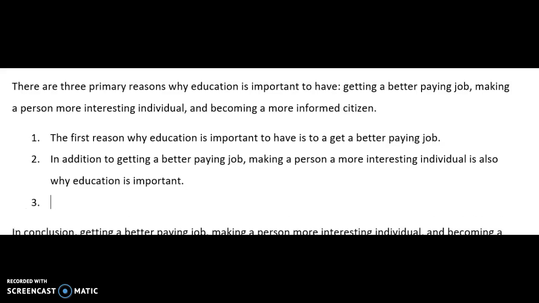And for the last major point, I could use finally the last. I'm going to use the last major reason is so people can become a more informed citizen.